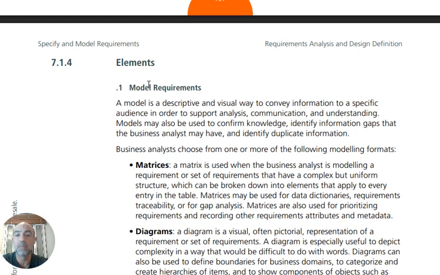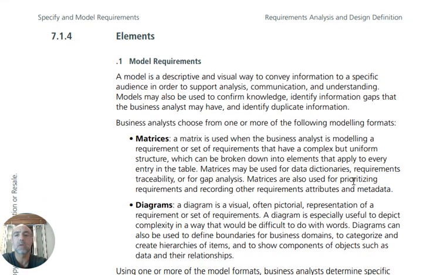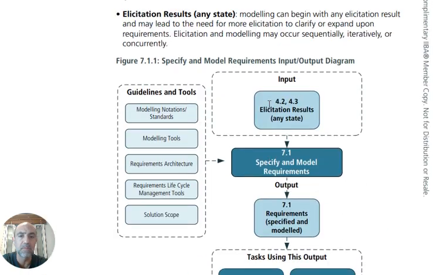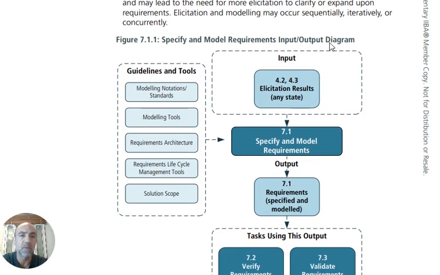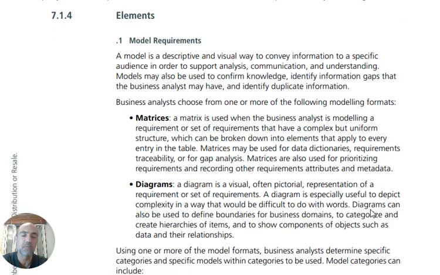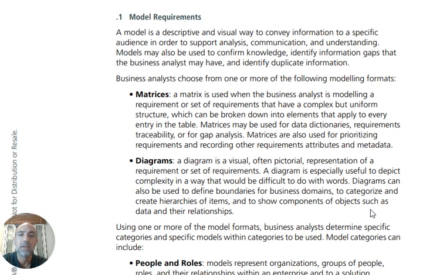7.1.4, what are the elements? First, we model the requirements. A model is a descriptive and visual way to convey information to a specific audience and support analysis. This, for example, is a model, right? But this is a diagram. So one leads to two, two leads to three, three leads to four, five, six, and four, five, six combined lead to 12, 15, whatever. Models may also be used to confirm knowledge, identify information gaps, and identify duplicate information. So business analysts choose from one or more of the following modeling formats.